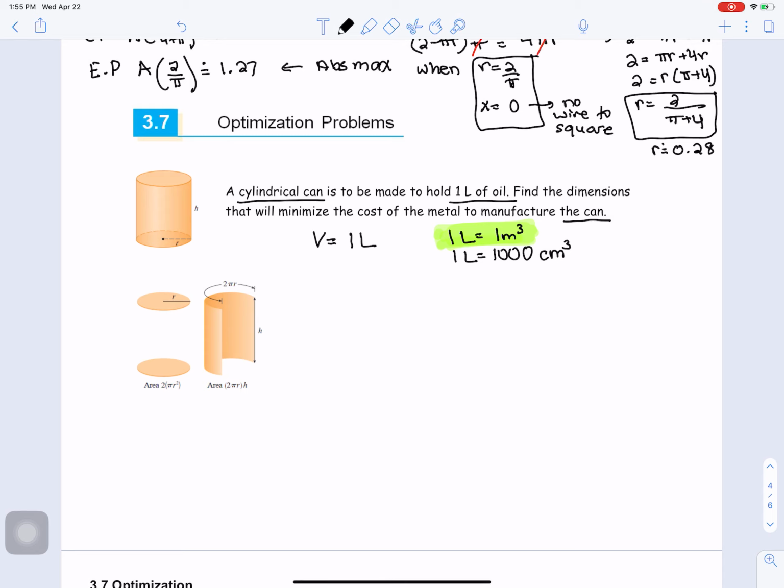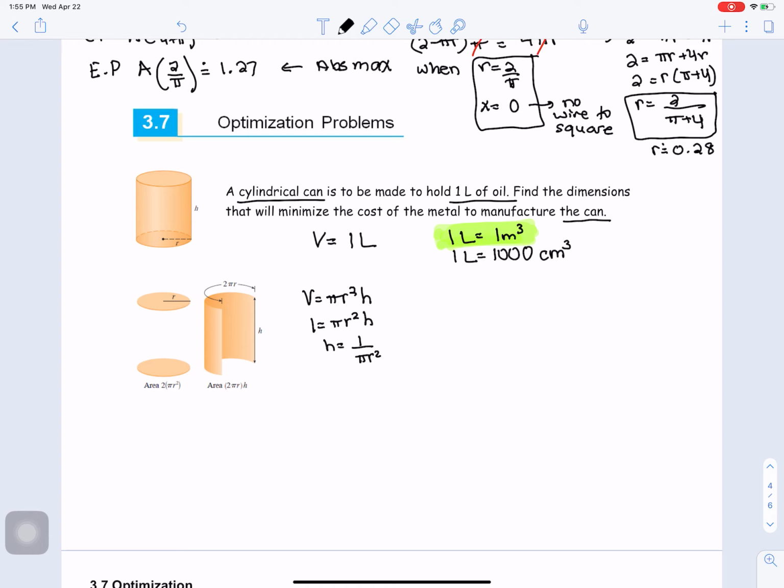So the volume of a can is the area of the base, which is pi r squared, and then the height of the can is h. So that represents my volume, and I'm going to use the 1. So I can rearrange for h. It's 1 over pi r squared.